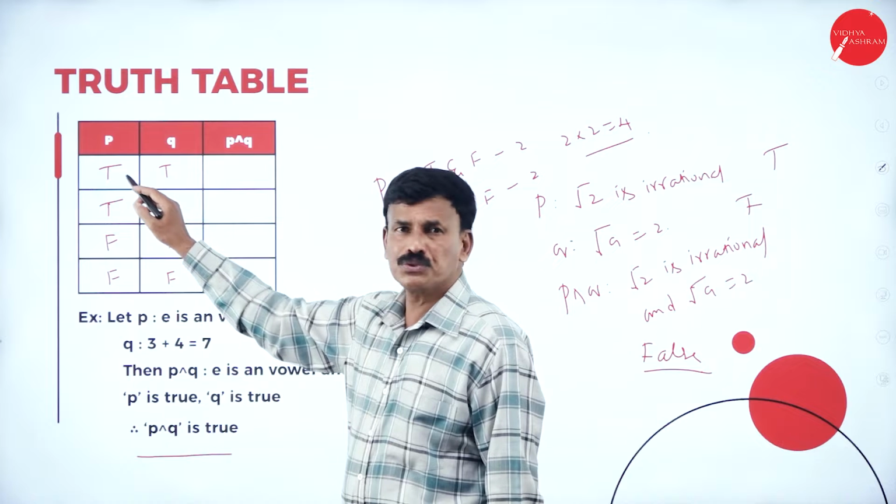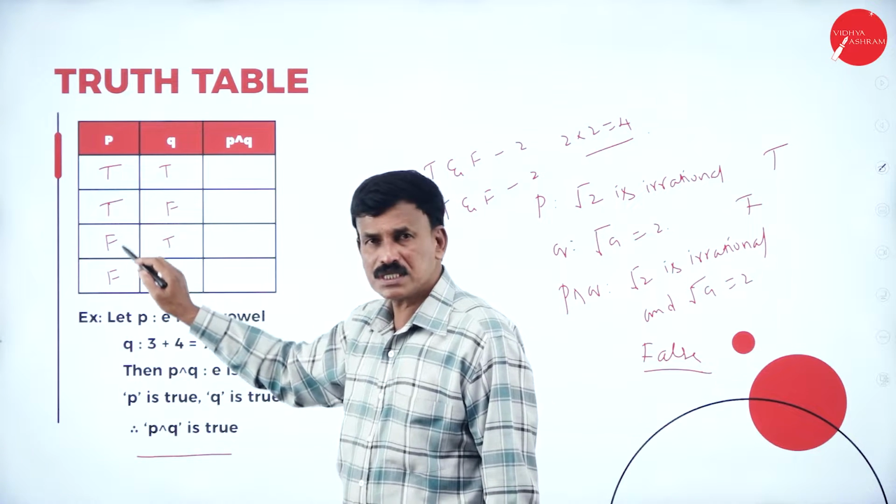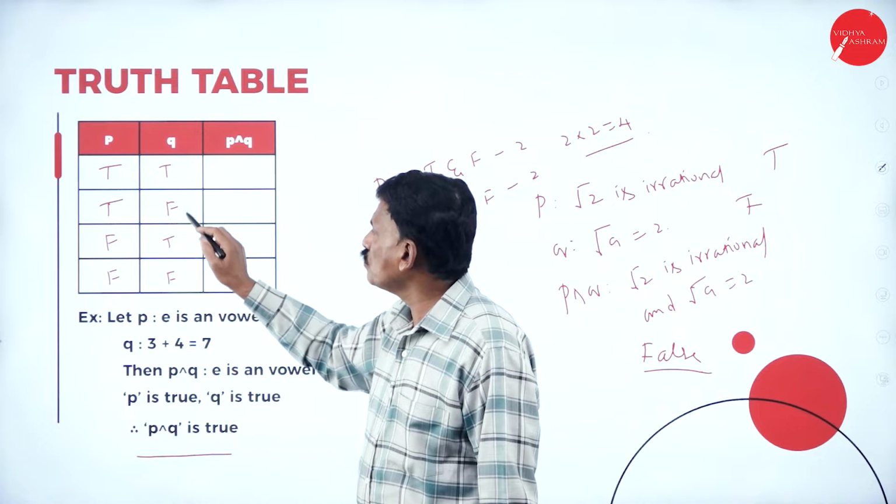This is the order: true, true, false, false, true, false, true, false. This is the easiest method. First two are true, second two are false, next alternative true, false, true, false.